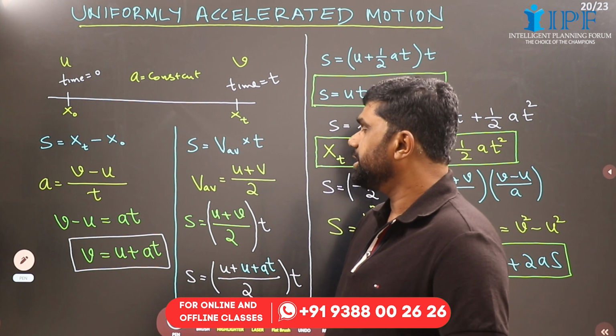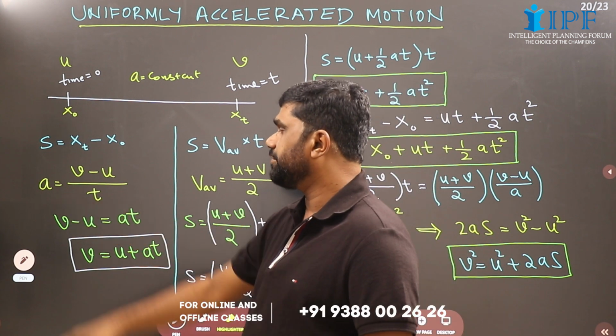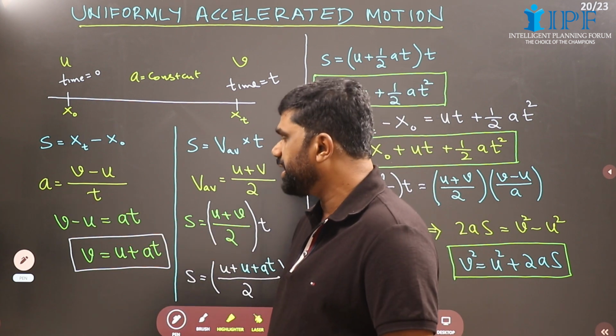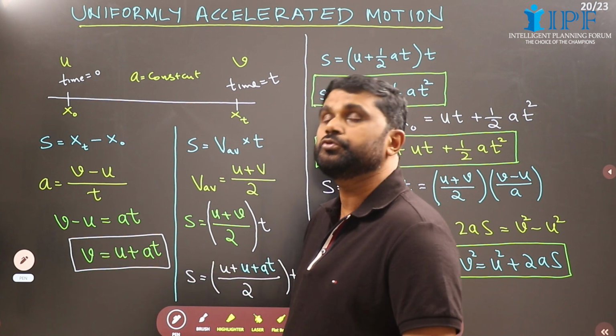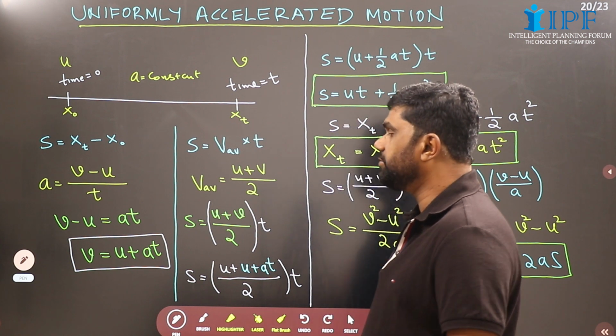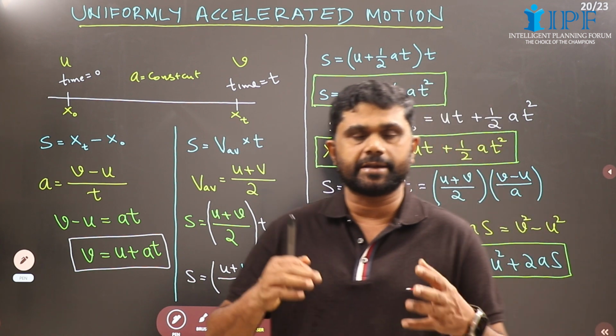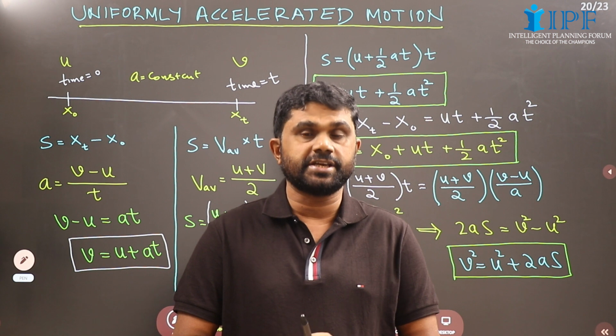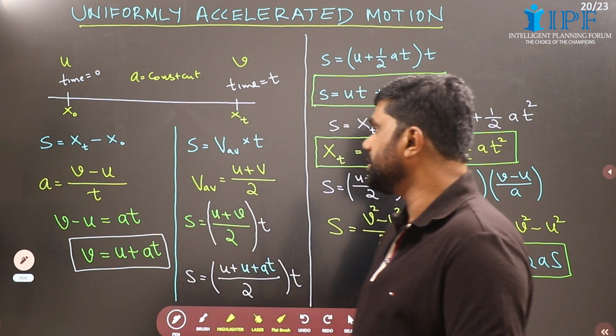Okay, now see this, take this t to the left, it becomes at equal to v minus u, and v equal to u plus at. That is the first equation of motion. v is the final velocity, or velocity of the body after a time t, u is the initial velocity, and a is the constant acceleration.